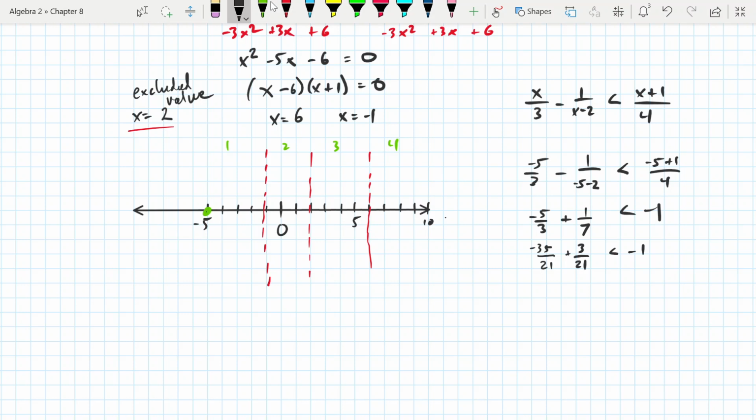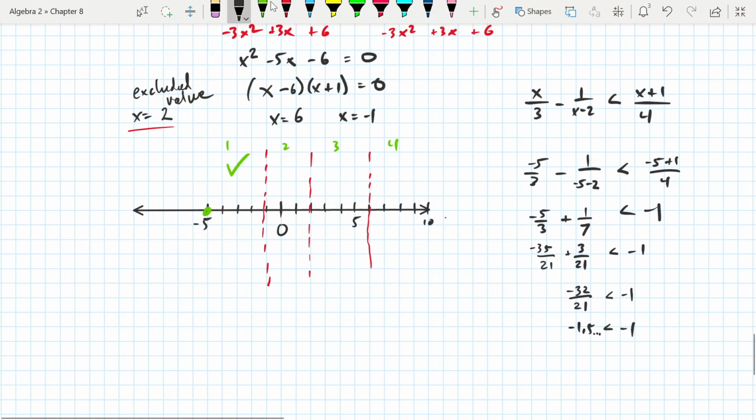Negative 35 plus 3 is -32 over 21. Is that less than -1? Well, at this point, I just kind of care about the decimal approximation of it. I don't care if it comes out to be a nice round number. And I see it's approximately -1.5, which is less than -1. So in this first region here, it worked. So I'm going to be able to describe the solution using that.